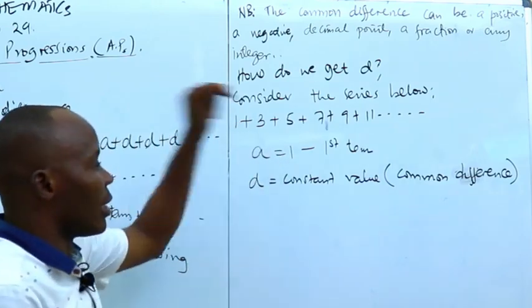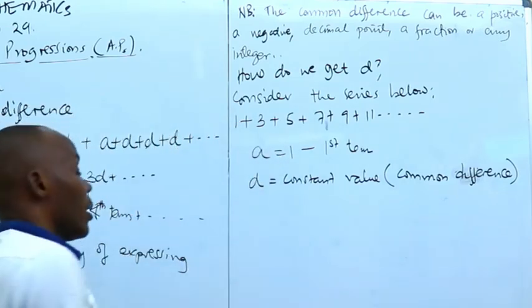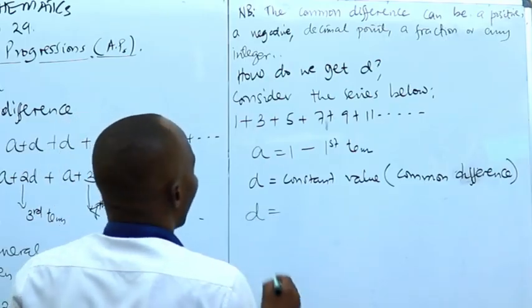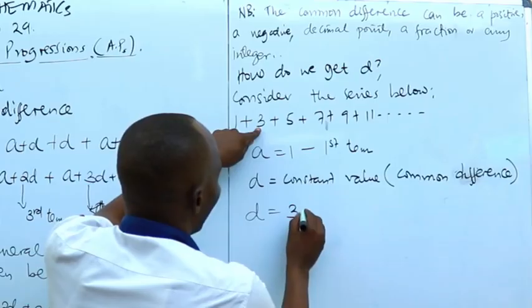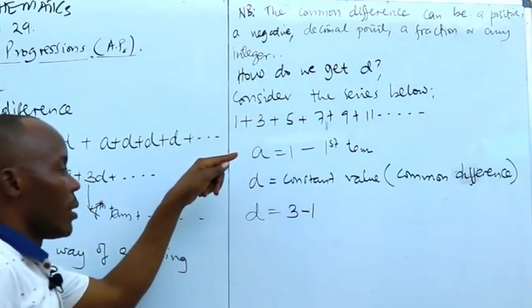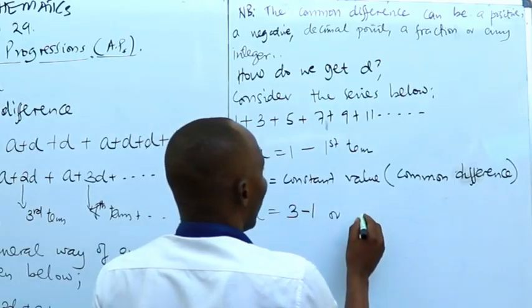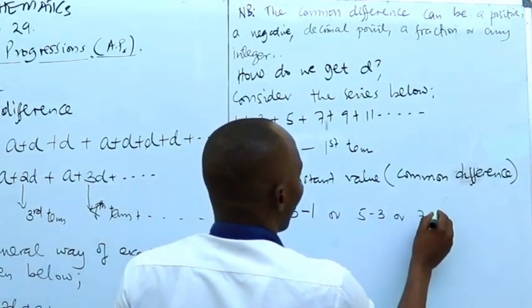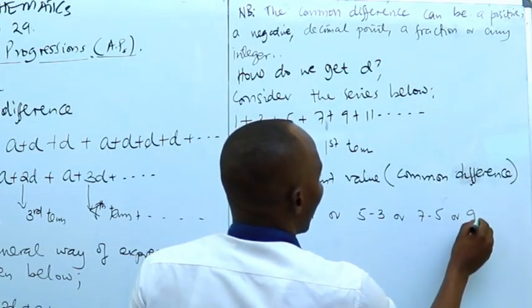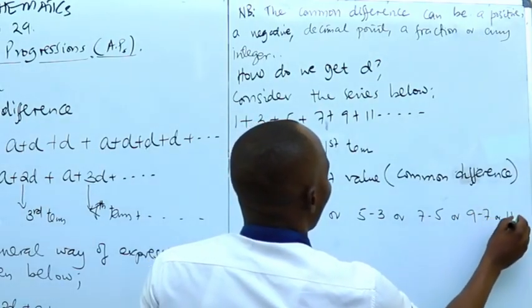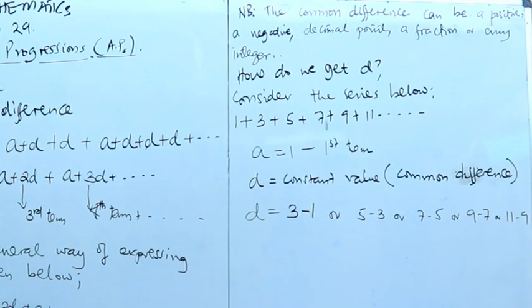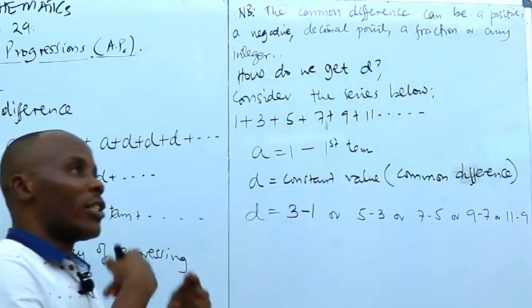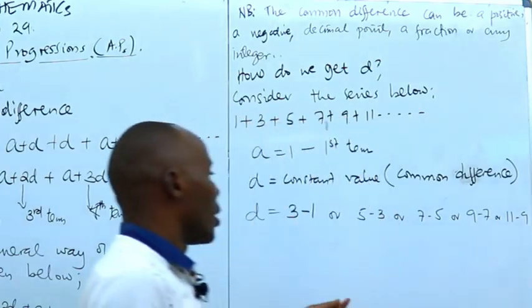How about if you find a series like that one and you're interested in getting D? D can be got by taking 3 and taking off 1. Or it can be 5 minus 3, or 7 minus 5, or 9 minus 7, or 11 minus 9. As you've seen, we kept adding the D on the previous term to get the next term.